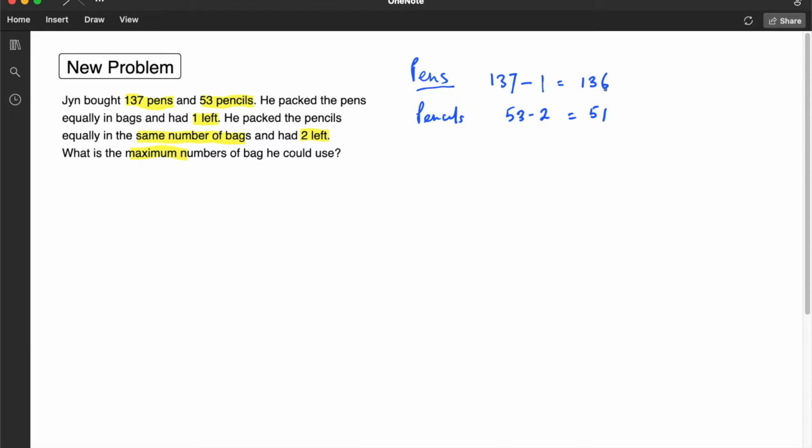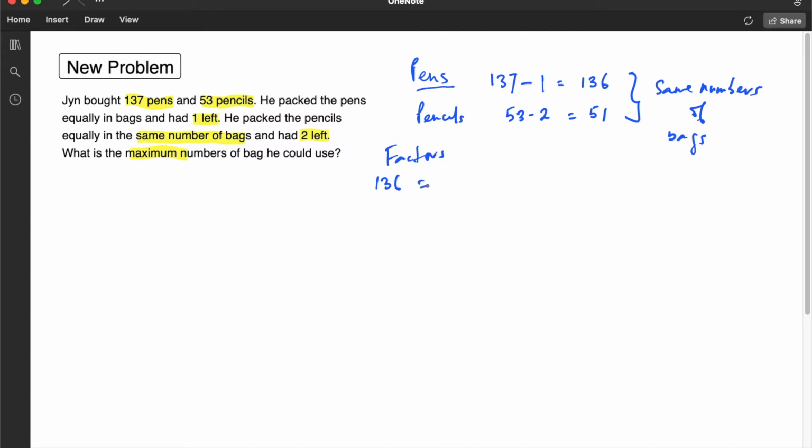That means he has to pack 136 pens and 51 pencils in the same number of bags. And this time there will be no remainder for either the pens or pencils. So that is where we have to make use of the concept of a common factor. Let's do that for the pens first, 136. We have to find the factors of 136.